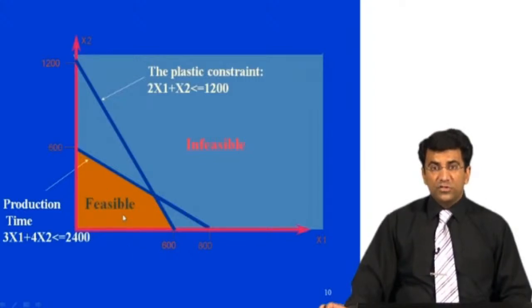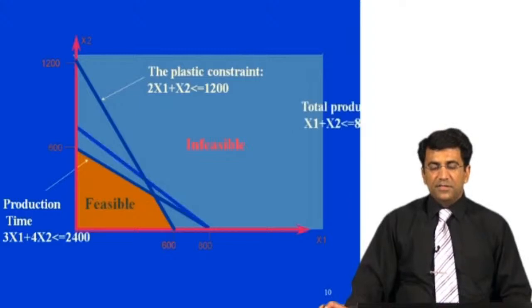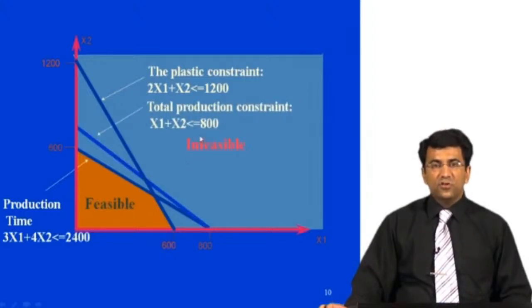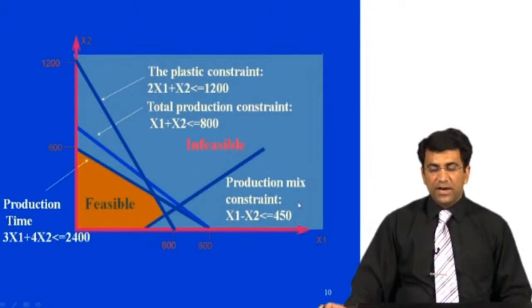Then there are two more constraints we'll have to draw on this graph paper. This is the third constraint related to the total production constraint, that is x1 plus x2 is less than or equal to 800. So again we draw that line, and again the feasible area, this one, is the area which is less than for all of these three lines. Now this is the last constraint related to the production mix constraint, that is x1 minus x2 is less than or equal to 450. So class, you have seen that we were having four different constraints in this particular problem, and we found the feasible region for all of these four constraints represented by the straight lines on this particular graph.